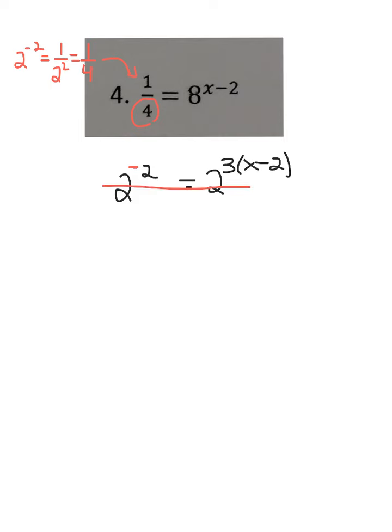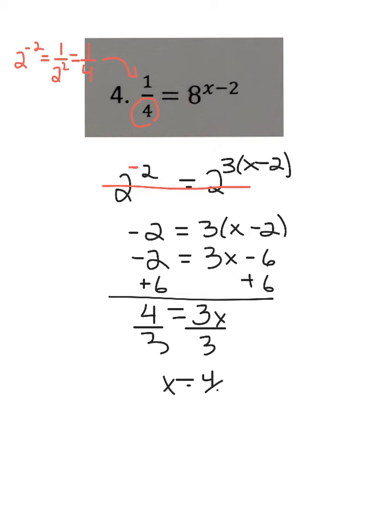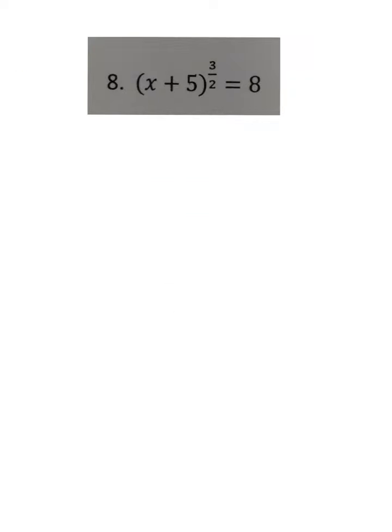So now I'm going to go back over here. I'm going to be like, oh, same bases. They're gone. So now I have negative 2 equals 3 times x minus 2. Okay, let's do a little bit of distributing. So I've got 3x minus 6. I'm going to add my 6 over. So I have 4 equals 3x. And then I'm going to divide out that 3. And so I have x equals 4/3. And that's it. Okay, make sure you're writing this in your notes packet.